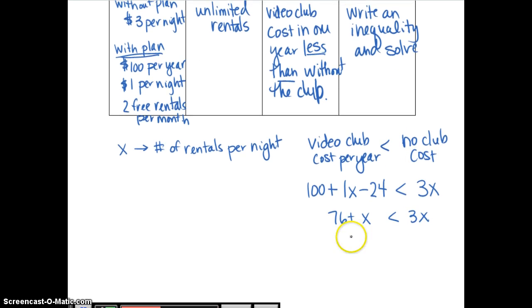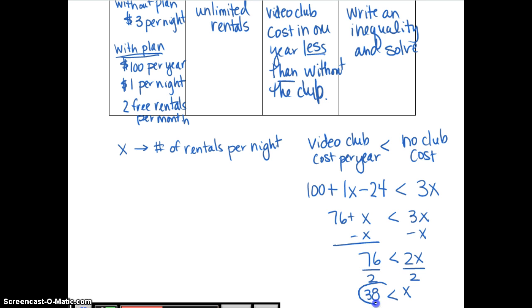Now what we want to do is continue this by solving, so we're going to subtract the x. We're going to get the x's on the same side. And then we're going to divide by 2, so that x is by itself. And if you take 76 and divide it by 2, that is 38.